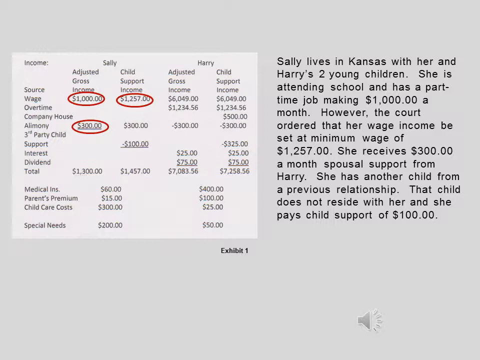She has another child from a previous relationship. That child does not reside with her, and she pays child support of $100.